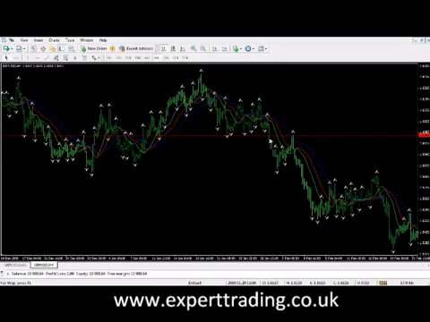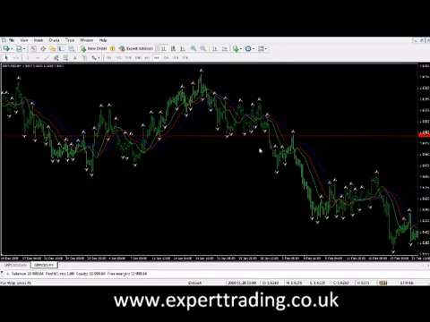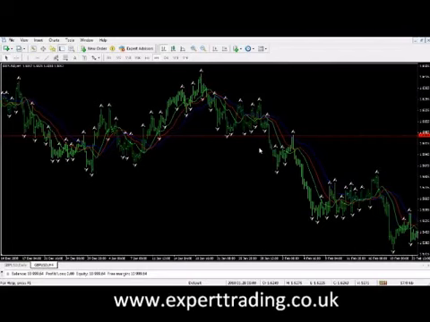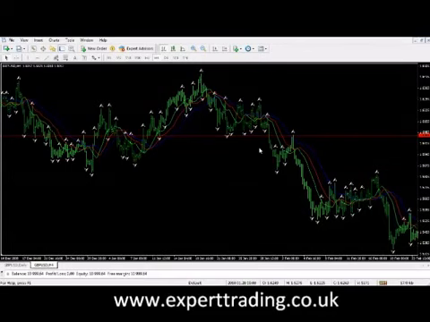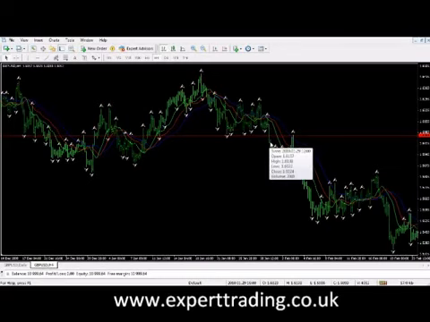Now when it breaks it, we don't enter the trade. We wait for the bar to close below the fractal. If it doesn't close below the fractal, we've got no trade, even though it signaled. This would save you a whole load of false signals and false trades. You want to wait till the bar closes below the fractal.